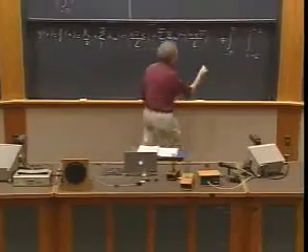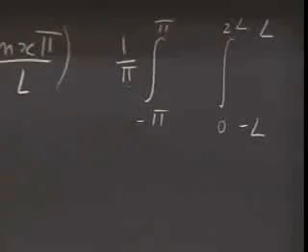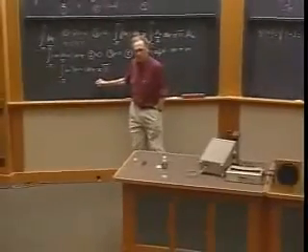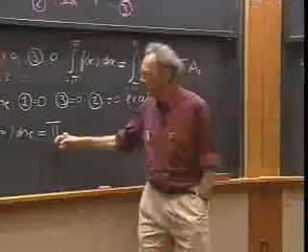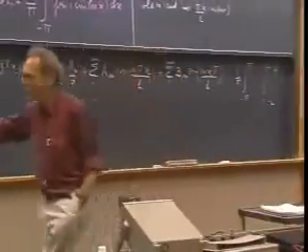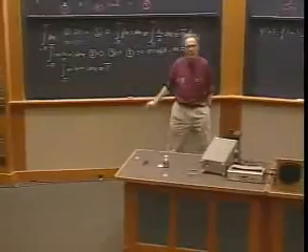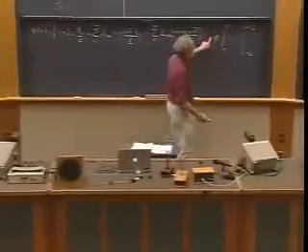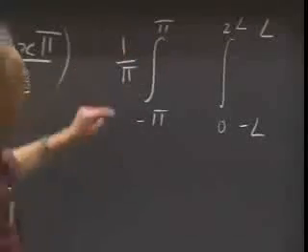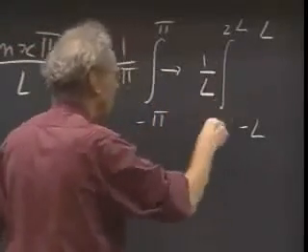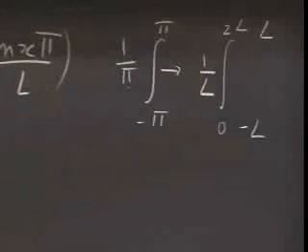But I also have to change this 1 over pi, which we have in front here, because that was the result of this integral. If you do the integral in x space, you would have found L and not pi. This is half the period, and half the period of our function is L. So this 1 over pi, from minus pi to plus pi, must now be changed into 1 divided by L, integral 0 to 2L.